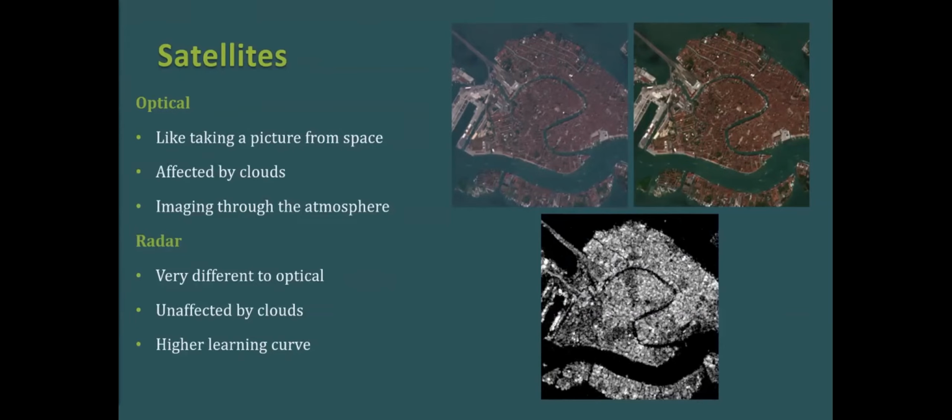Radar is actually very different to optical imagery, because it behaves completely differently. It sends its own signal, it receives its signal back, and then looks at the difference. Essentially, radar is also unaffected by clouds, because it uses a completely different wavelength to optical imaging. And as such, it is much more difficult to master. It requires a much higher learning curve. Another benefit is that it is active, so it basically generates its own light, unlike optical, which require light from the sun, so it can image day and night.